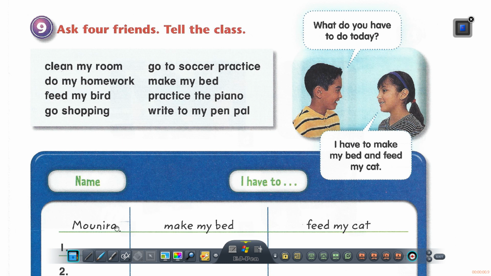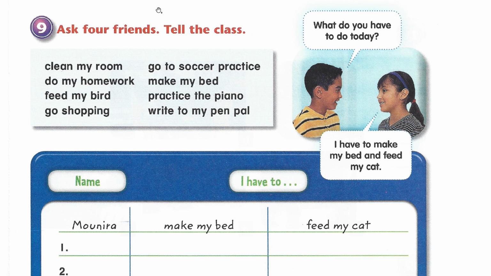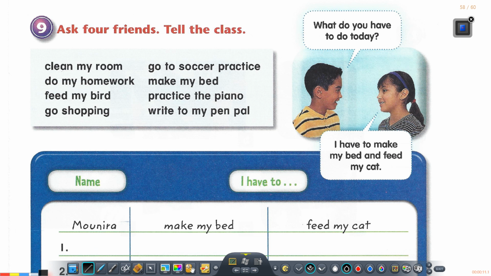이렇게 clean my room. 그다음에 go to soccer practice. do my homework. make my bed. feed my bird. practice the piano. go shopping. write to my pen pal.